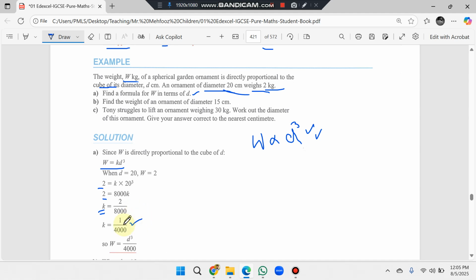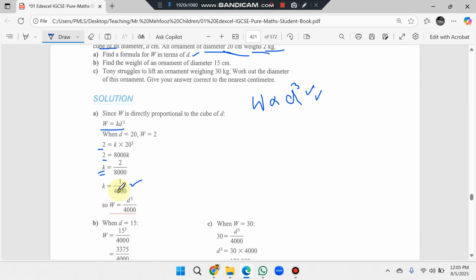So here if you use the calculator for finding k, the decimal value will be very small. After that, we put the value of k into the previous equation 1. So equation 1 can be written as W equals d cubed over 4000, or you can also say that W equals 1 over 4000 multiplied by d cubed. Any problem till this part?